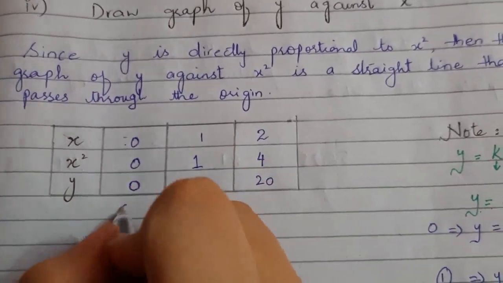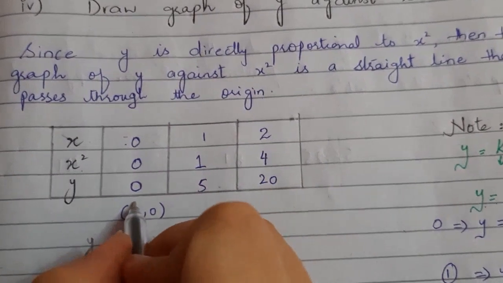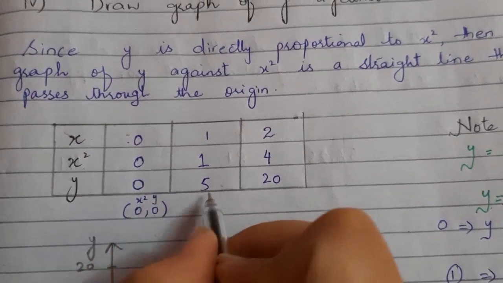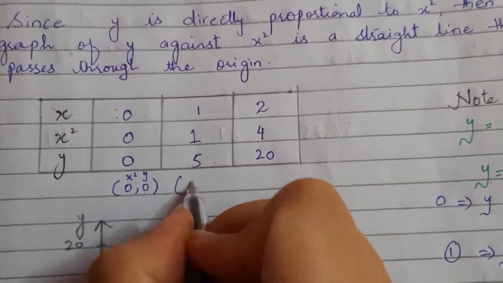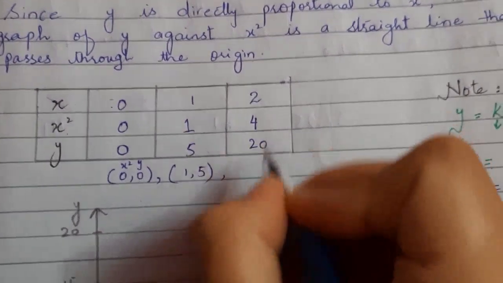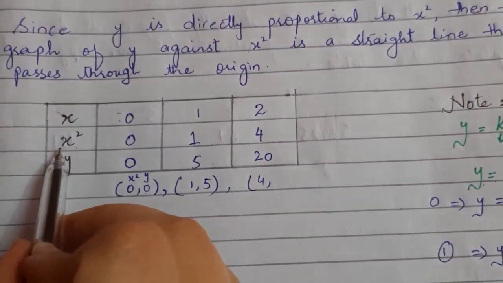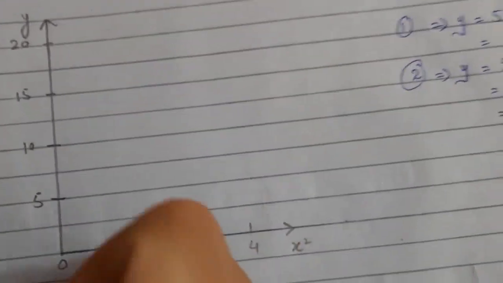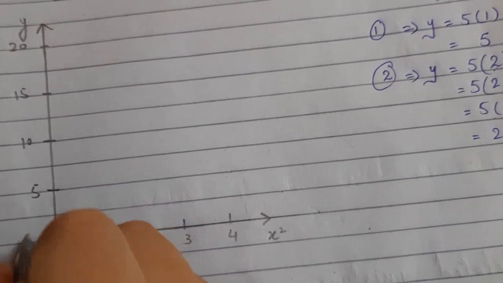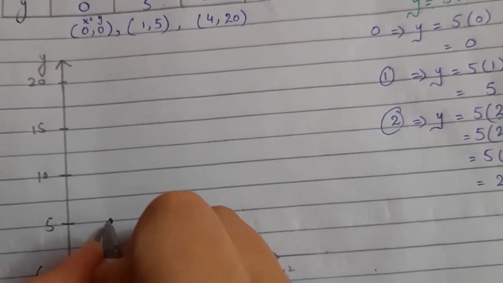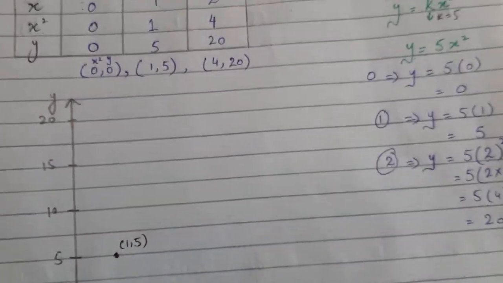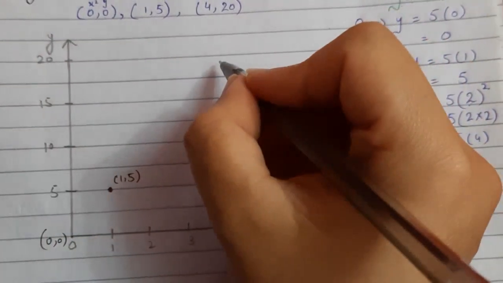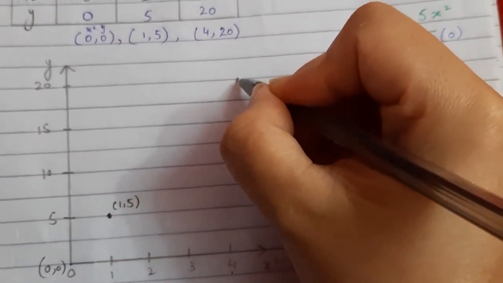So the ordered pair will become 0, 0. It means what is the value for x square? 0. And what is the value of y? 0. For the value of x square taken as 1, y is 5. Then for 4, which is taken as the x square value, the y value will be equal to 20. So here we are going to plot it. For 0, the value of y is also equal to 0. For 1, the value of y is equal to 5. For the value of x square taken as 4, the value of y is equal to 20.